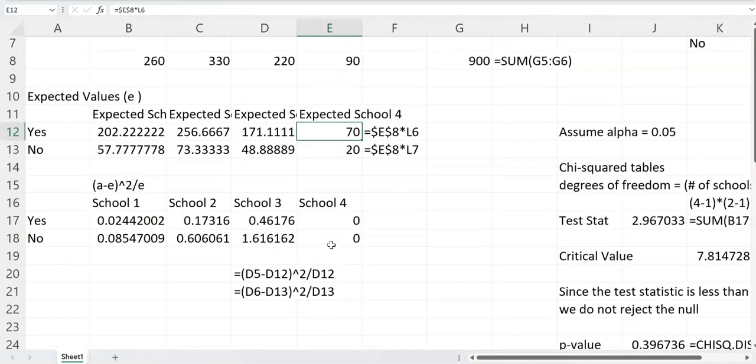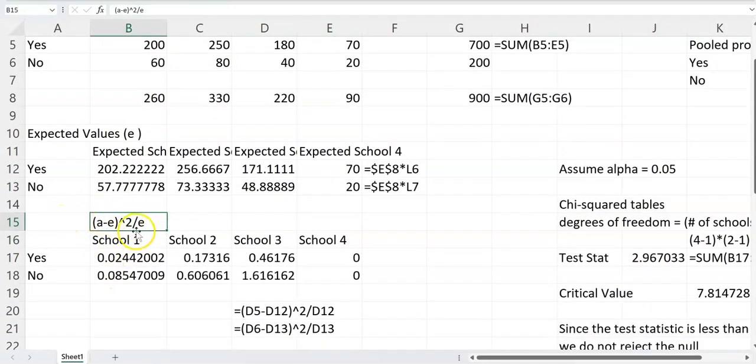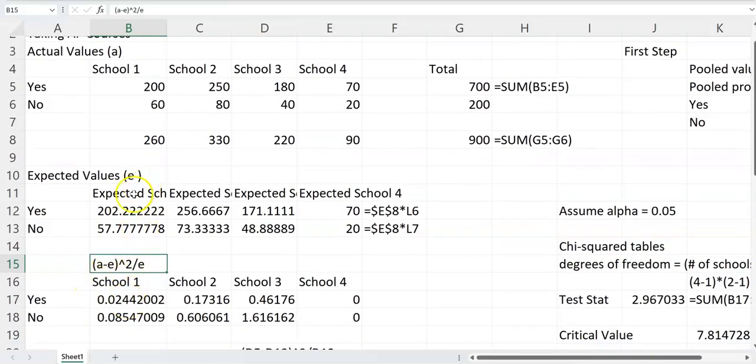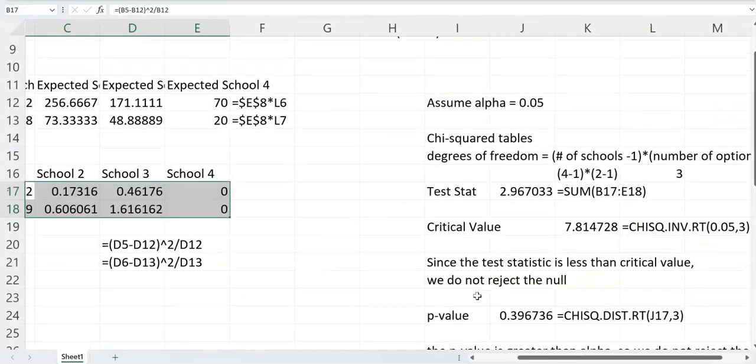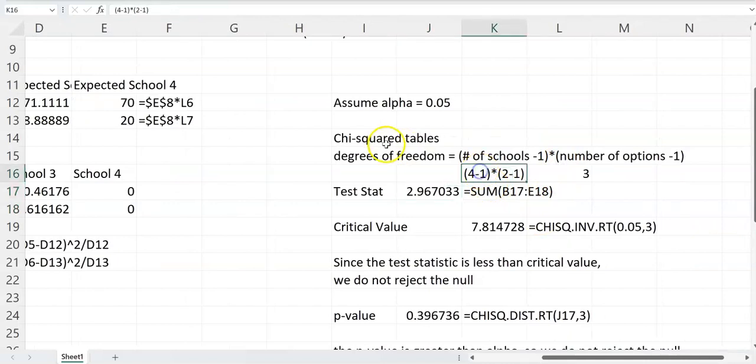After we find these expected values, we then use this formula to find the percentage or the deviation of the actual values from the expected values. So we take each school's actual value, subtract it from the expected value, square it, and then divide it by the expected value. So these are the numbers we get, and after we get those numbers, we then add them together and we find the test statistic. We also calculate the degrees of freedom for our chi-squared table, which was the number of unique entities we have minus 1 times the number of options we have, which is yes or no, minus 1.